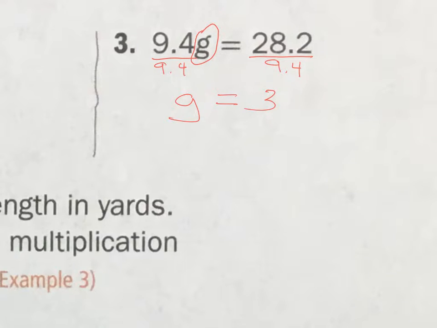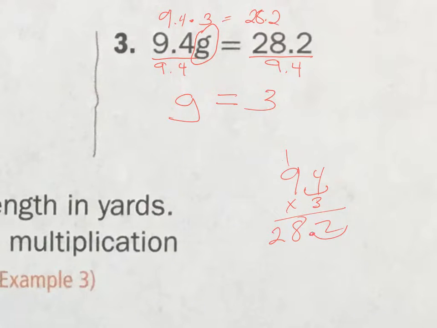3. Now I'm going to put 3 in here. 9.4 times 3 equals 28.2. Let's see if that works. 9.4 times 3. 4 times 3 is 12. 3 times 9 is 27. Plus 1 is 28. Bring my decimal point out 1. Put it back in. I get 28.2, which is what I wanted.